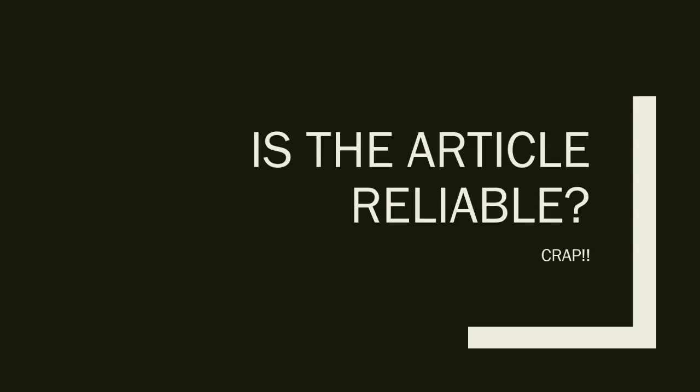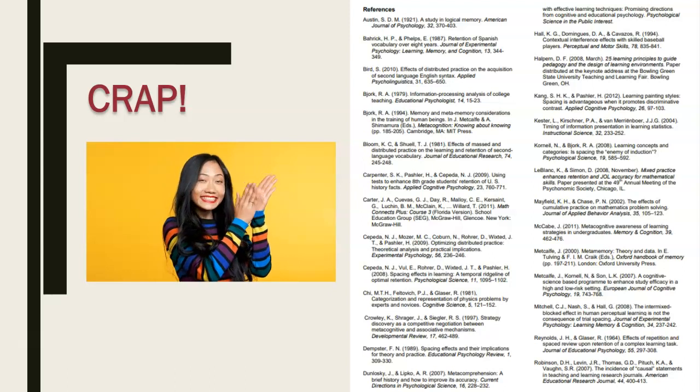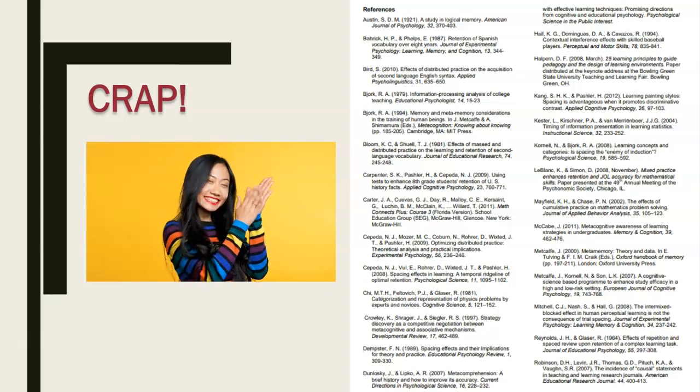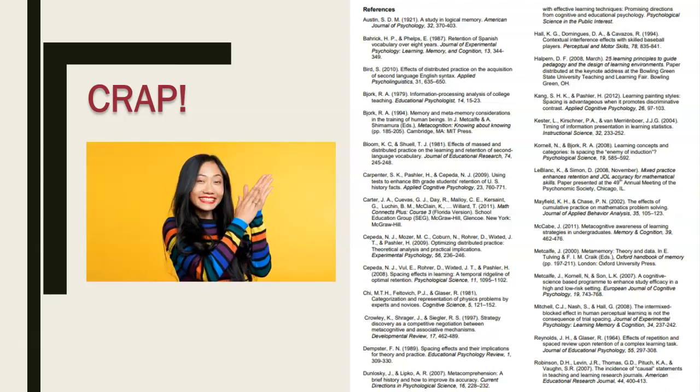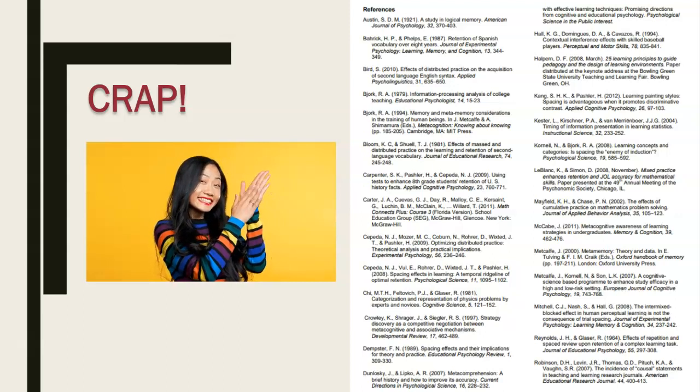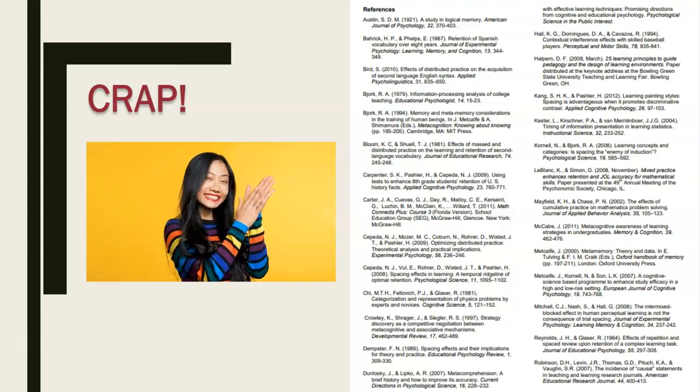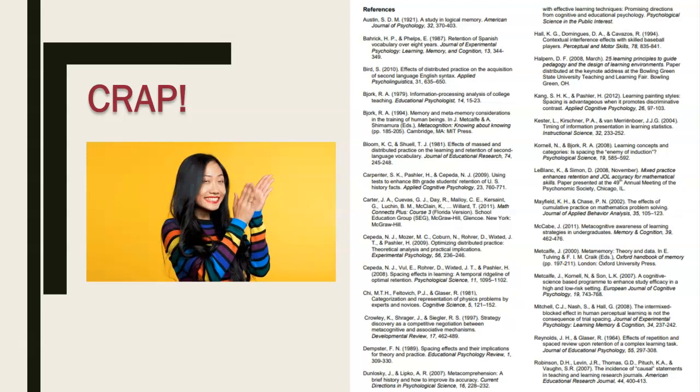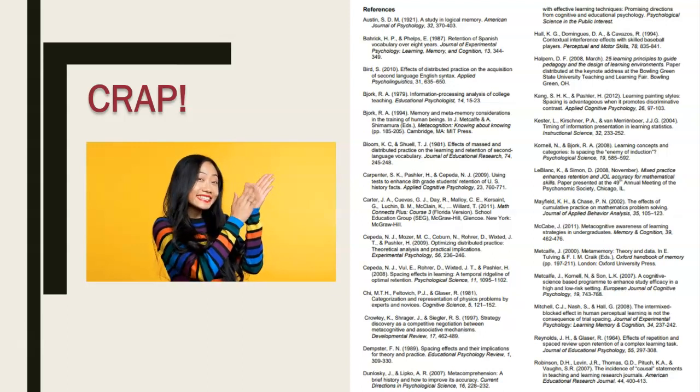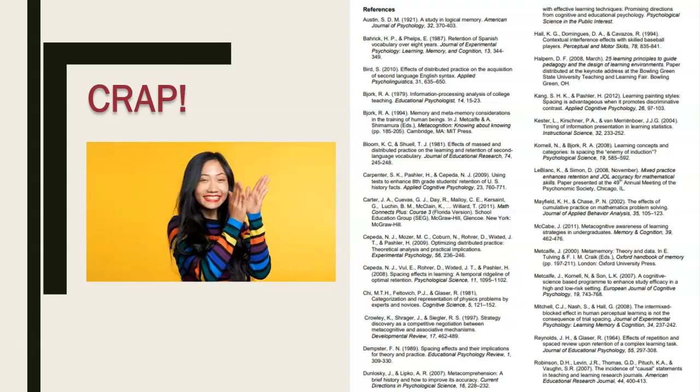Is the article that I use credible? Let's answer that question with the CRAP method of evaluating a source. C stands for currency. While new learning concepts and theories are being developed every day, there are some that stand the test of time. My article was published in 2012, making it 11 years old. Why did I choose an article this old?